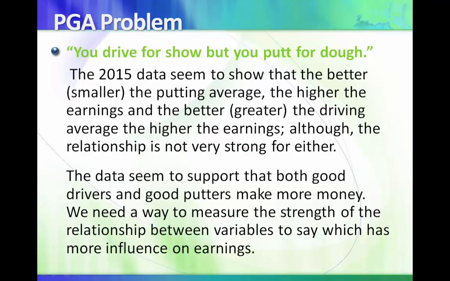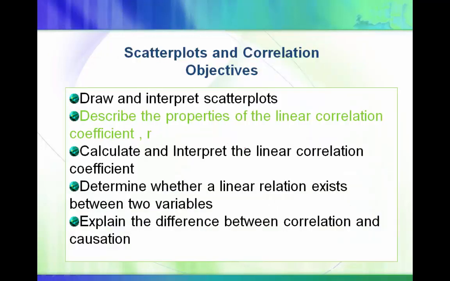We need a way to measure the strength of the relationship between variables to say which has more influence on earnings. In this lesson, we're going to describe the properties of the linear correlation coefficient R, and that's going to be our measure of strength that will help us answer the golf problem.